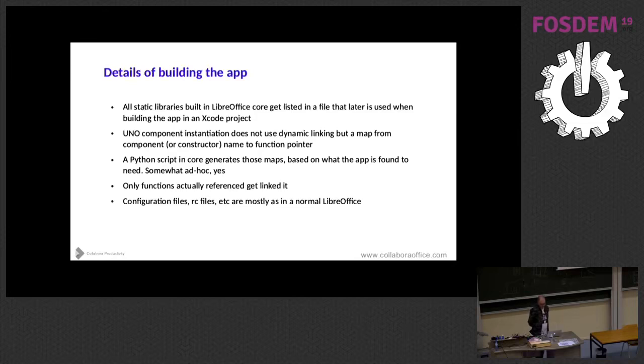And typically, when you run the app and if you invoke some functionality that hasn't been invoked earlier, you will notice that now it needs some component that isn't actually linked in. Then you need to update this Python script and link it again, and then it should work. And all these configuration files, translations, all the XML files, RC files, etc., they are mostly as in a normal LibreOffice in a very similar structure.